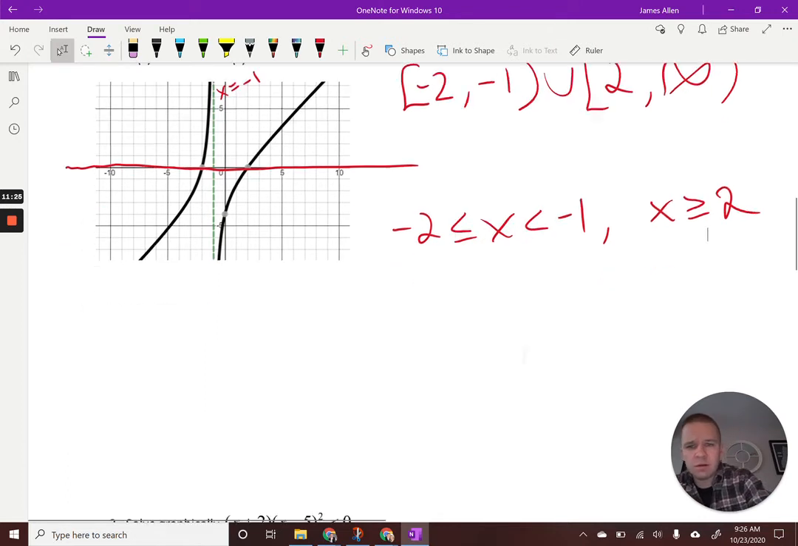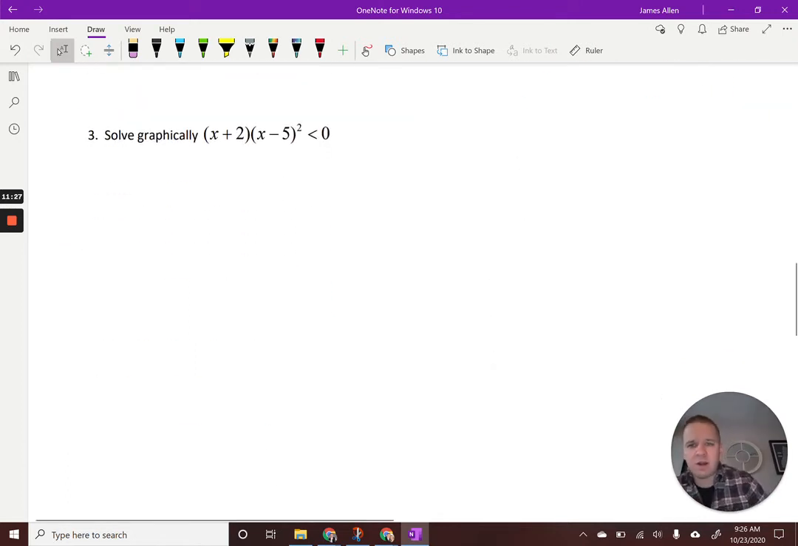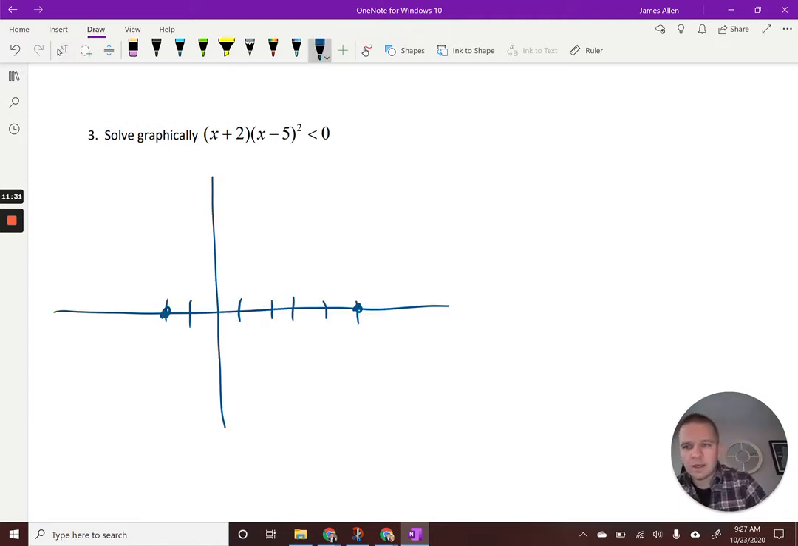Lovely. Let's keep moving. How about this one? Solve graphically. Perhaps we shall graph this. So I've got my graph. It looks like it's going to be a positive cubic function. I've got my intercepts down. Now, what happens at -2? It's going to go through the graph, and at +5, it's going to bounce off the graph. It's a positive cubic, so it should look something like this.